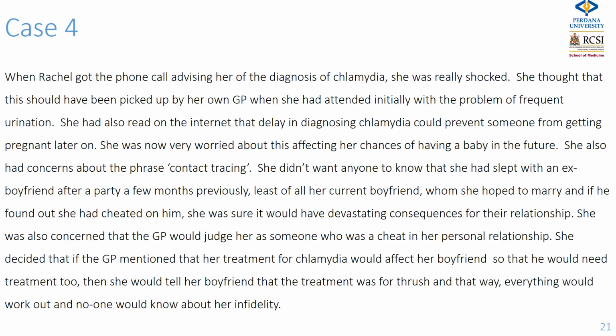She didn't want anyone to know that she slept with an ex-boyfriend after a party a few months previously, least of all her current boyfriend, with whom she hoped to marry. And if he had found out that she had cheated on him, she was sure that it would have devastating consequences for their relationship. She was also concerned that the GP would judge her as someone who was a cheat in her personal relationships. She decided that if the GP mentioned that her treatment for chlamydia would affect her boyfriend, so that he would need treatment too, then she would tell her boyfriend that the treatment was for thrush, and that way everything would work out and no one would know about her infidelity.